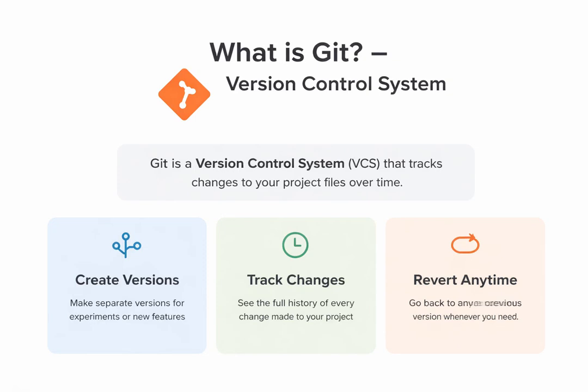So what exactly is Git? Git is a version control system, a tool that tracks every change you make to your project files over time. It does three really powerful things. First, it lets you create separate versions of your project, so you can experiment freely without touching your main code. Second, it tracks the complete history of your project. Every single change is recorded. And third, it lets you revert to any previous version at any time. Think of it as a time machine for your code.